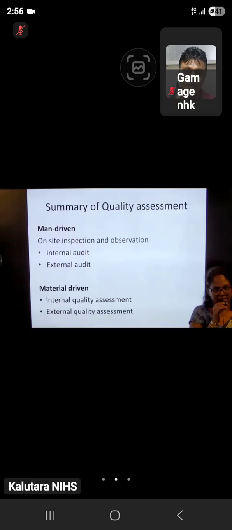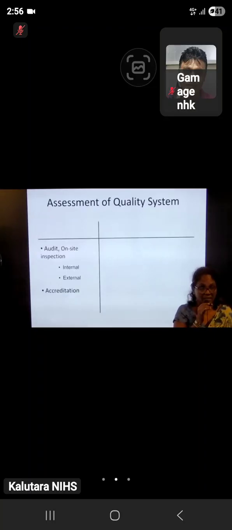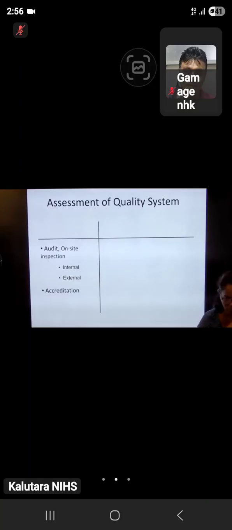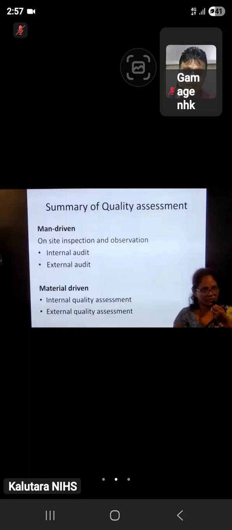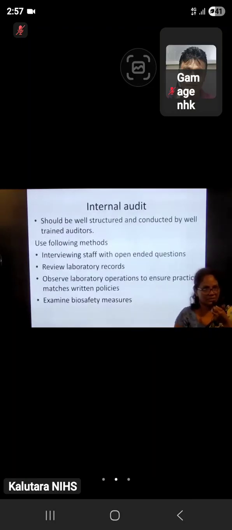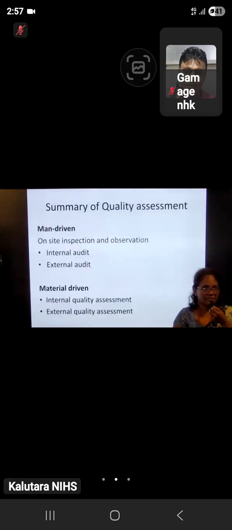Man-driven is the audit. Here, a group of specialized people with expert knowledge are coming to your laboratory, right? They come to your laboratory and inspect and observe your quality system. This is known as man-driven. The group of people come to you, right?